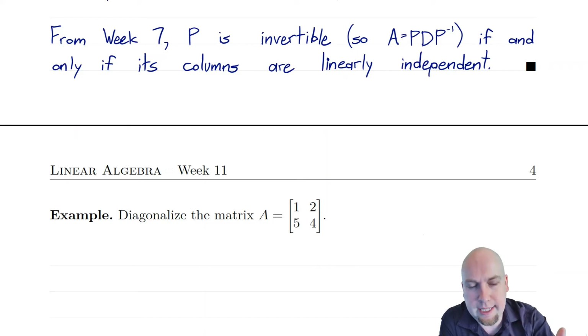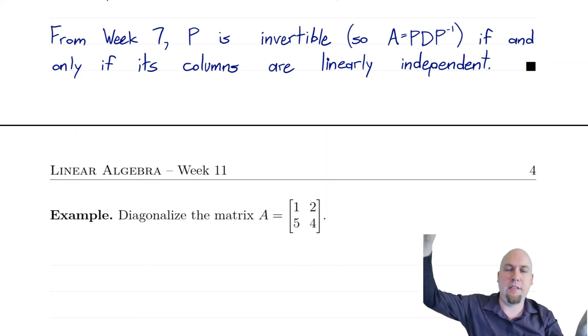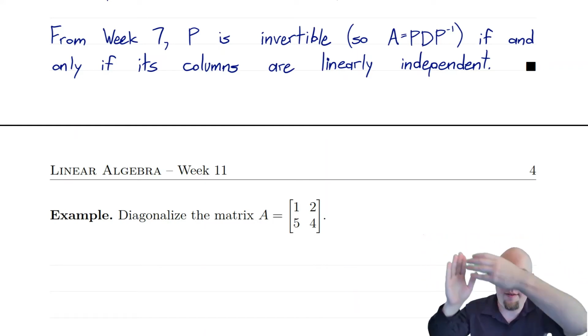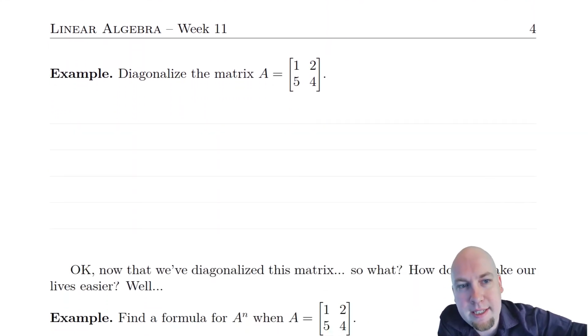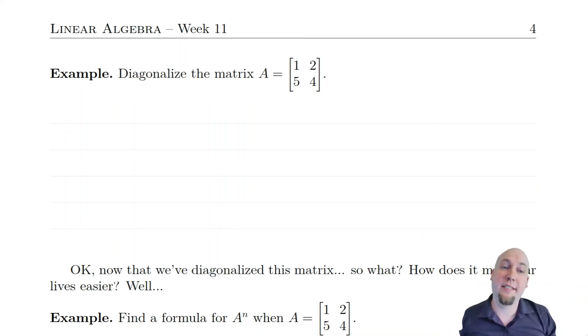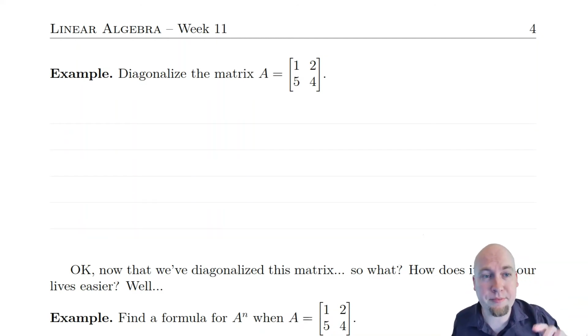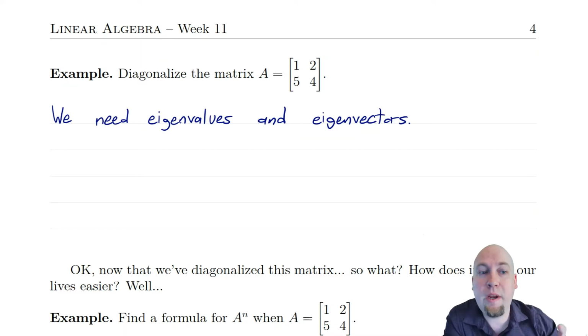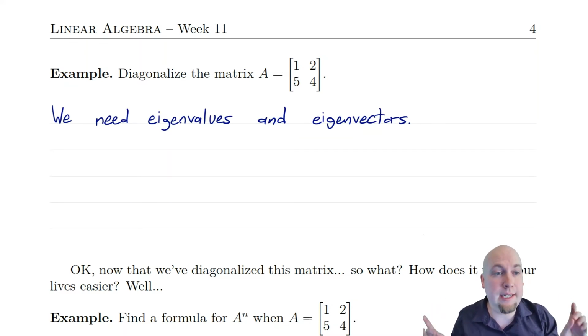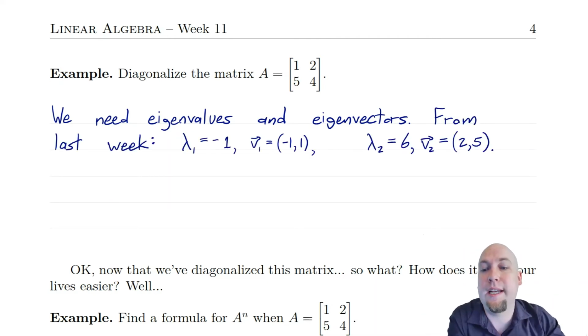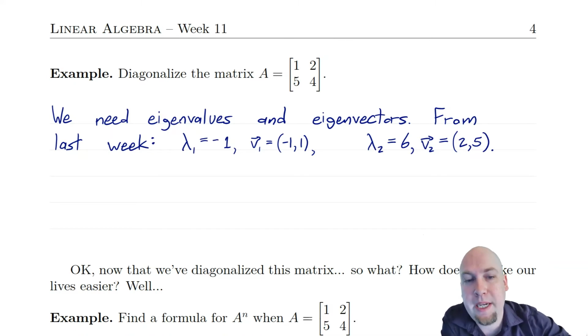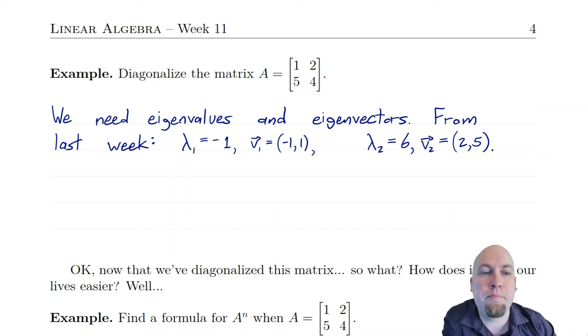So to diagonalize something, put eigenvalues on the diagonal, and the corresponding eigenvectors in the same order as columns in P. Let's illustrate this method. Let's diagonalize some matrix. We've seen this matrix before, the matrix 1, 2, 5, 4. Last week, we found the eigenvalues and eigenvectors of this matrix, which gets us 95% of the way to a diagonalization. Let me remind you what they were. One of the eigenvalues was -1 with corresponding eigenvector -1, 1.